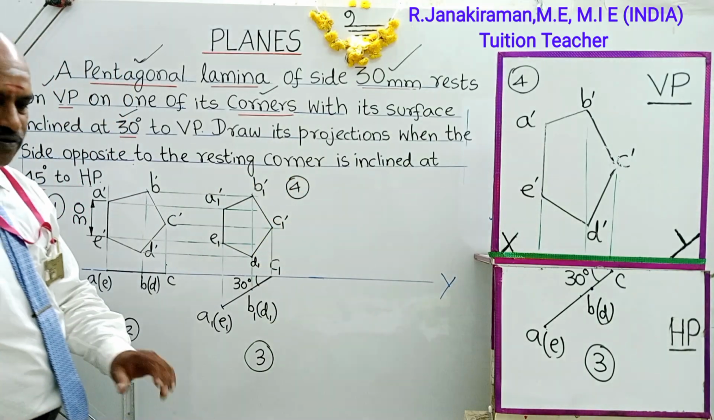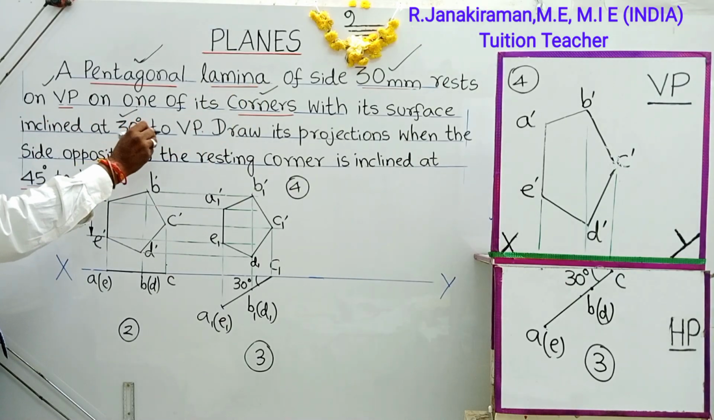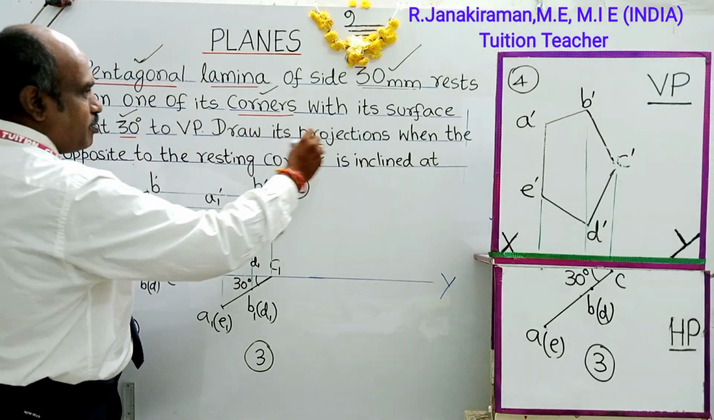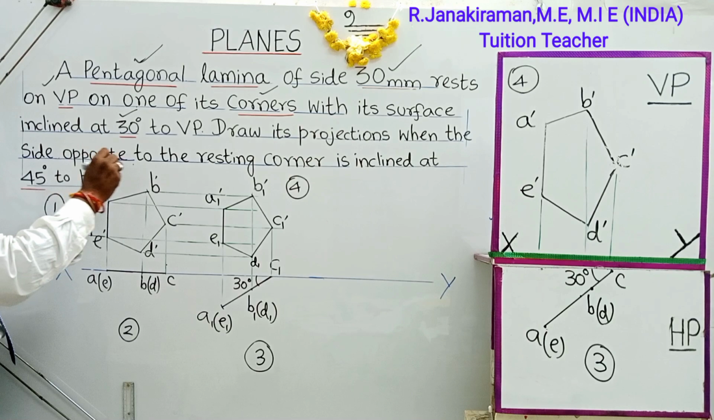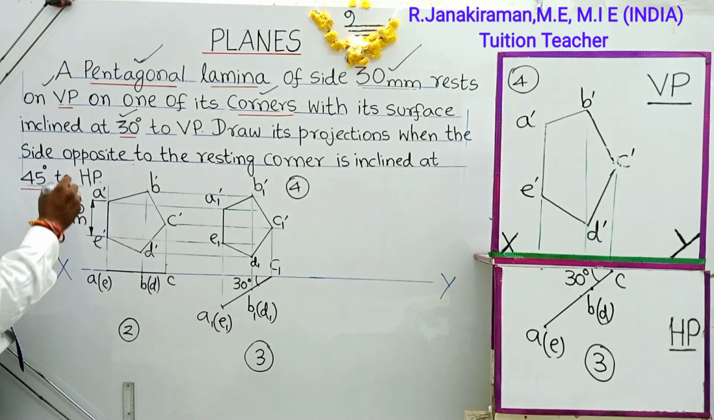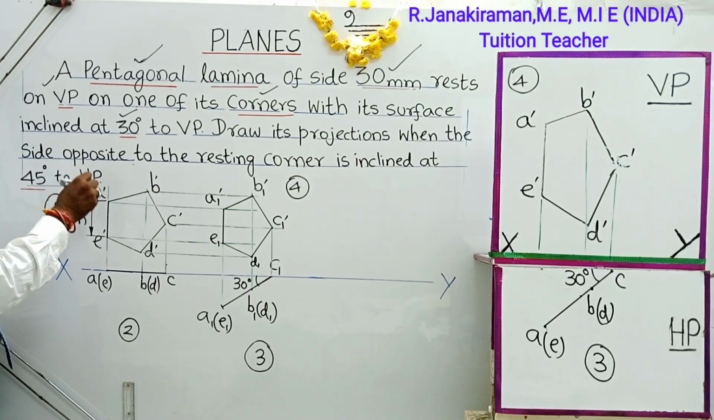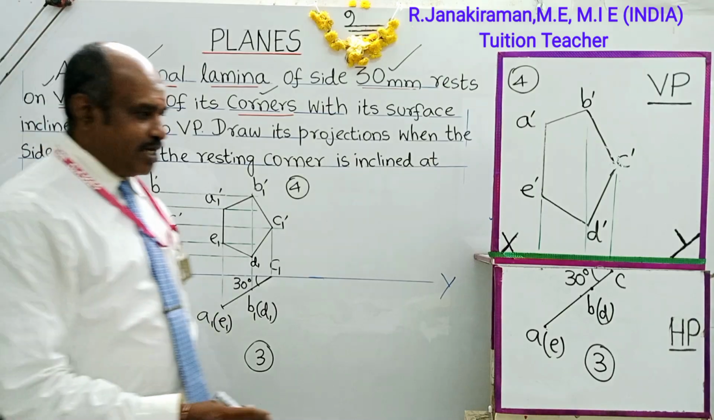Okay. Next we go for the other angle. The surface inclined at 30 degrees to VP is completed. Next, draw its projections when the side opposite to the resting corner is inclined at 45 degrees to HP. An angle inclined to HP means that angle will always come above the XY line.